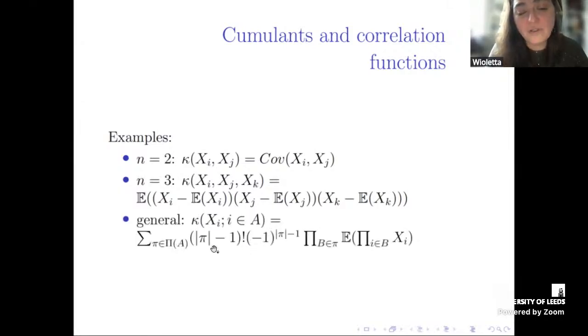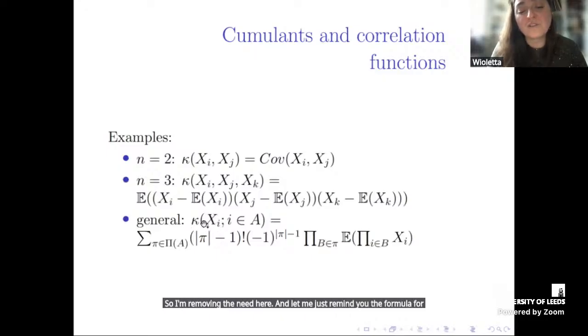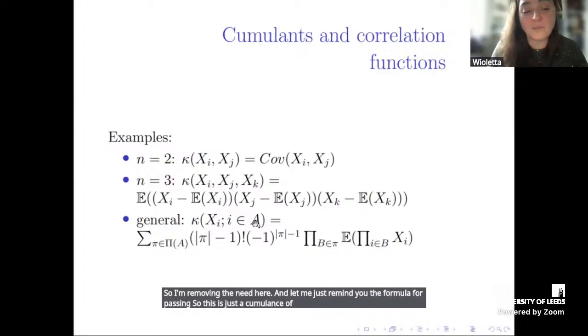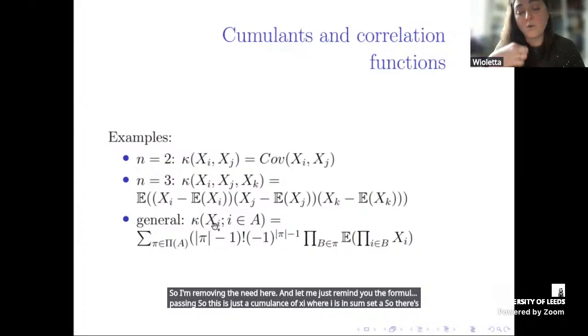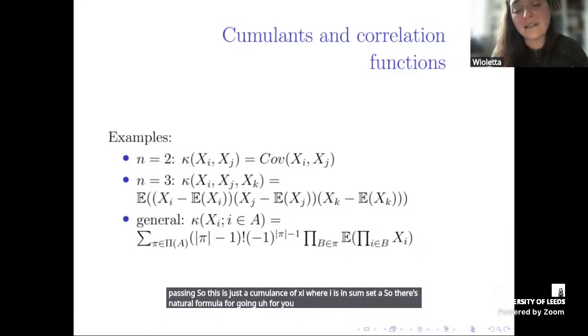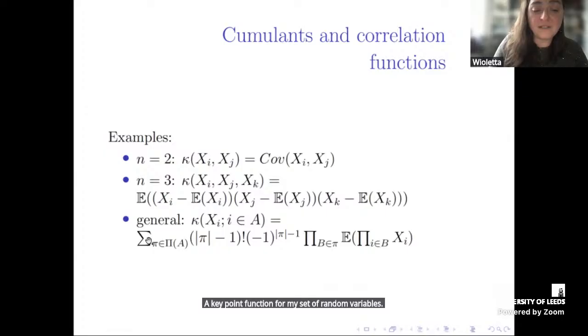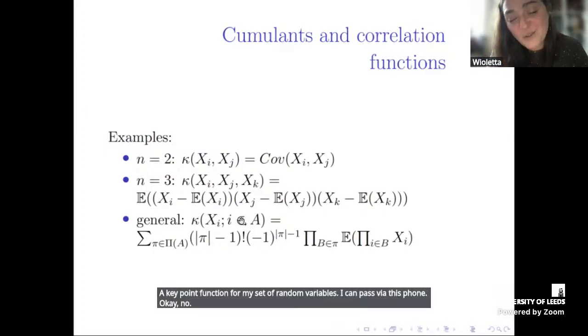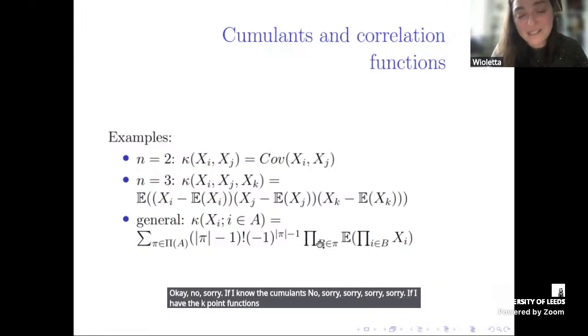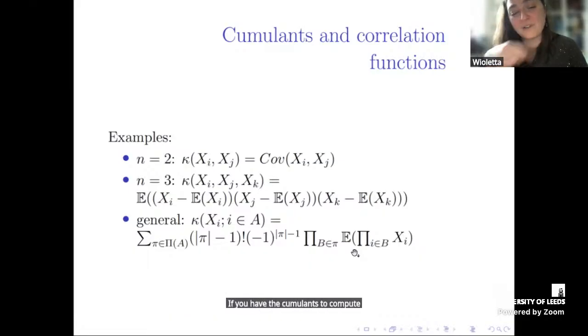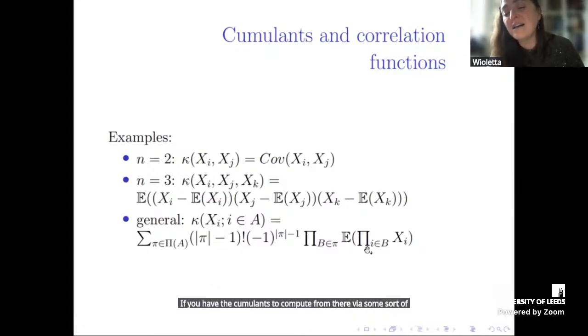And let me just remind you the formula for passing. This is just a cumulant of xi where i is in some set A. There's a natural formula for going in one direction and the other. If I have the k-point functions, then via this formula I can compute the cumulants. And there's also an equivalent formula, if you have the cumulants, to compute from there, via some sums over permutations, etc., the k-point function.